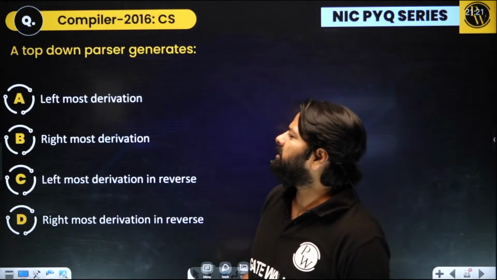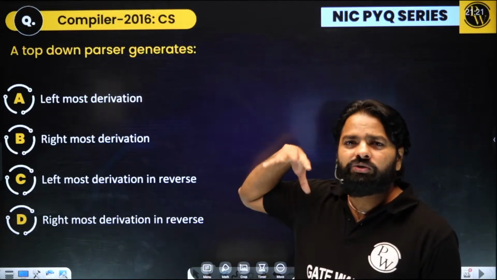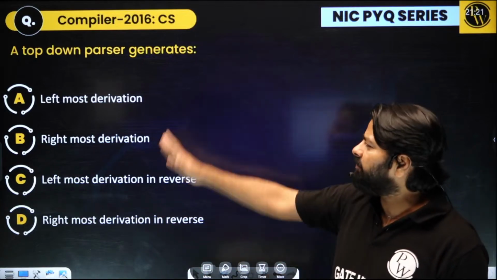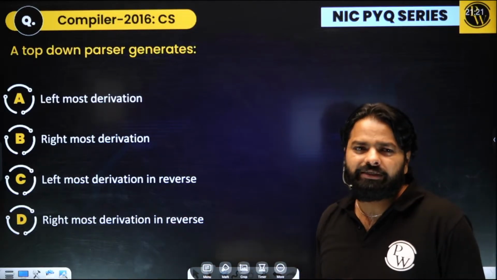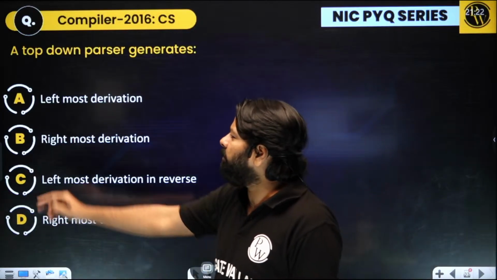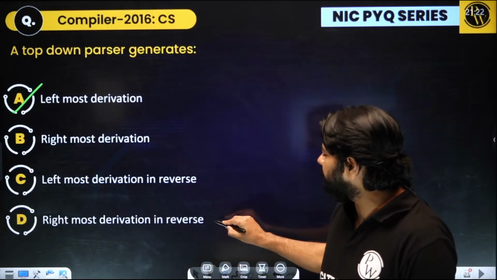A top-down parser uses which kind of derivation to generate a string? The question should be framed properly, but it's fine. Top-down parser uses which of the following derivations to generate a string? That's straightforward: leftmost derivation. And if they say rightmost derivation in reverse, this is for the bottom-up parser.